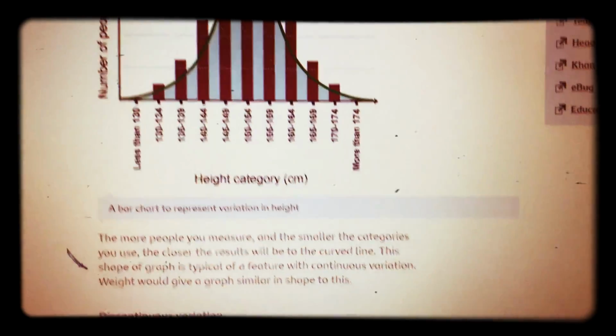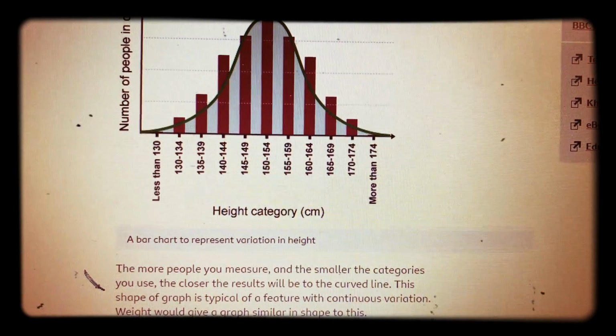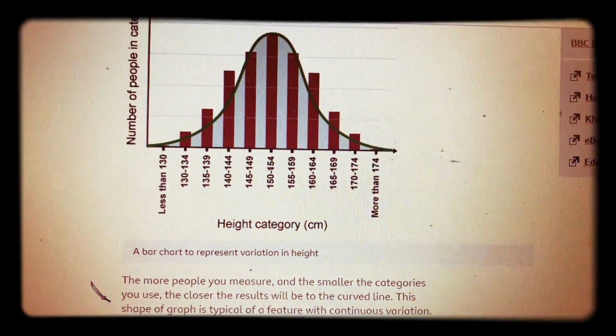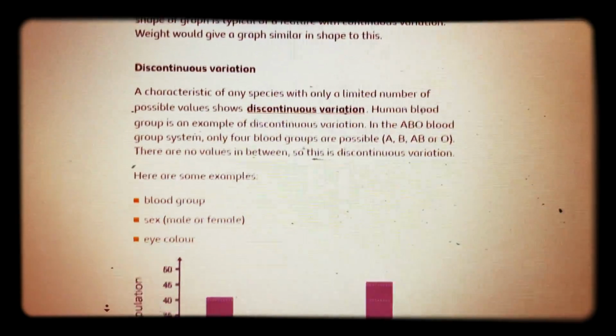So this shape of graph is typical of a feature with continuous variation. Weight would also give a graph similar in shape to this. Let's have a look at discontinuous variation.